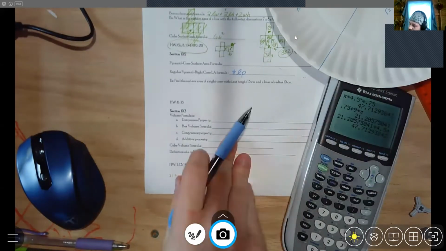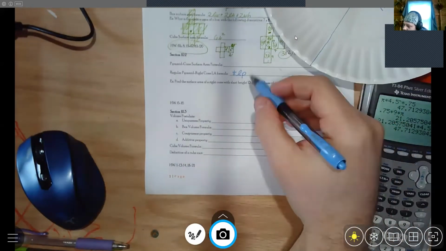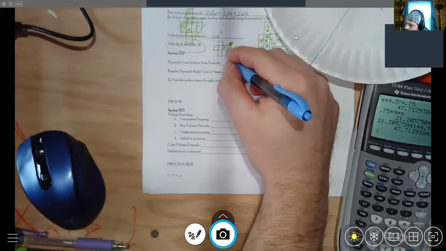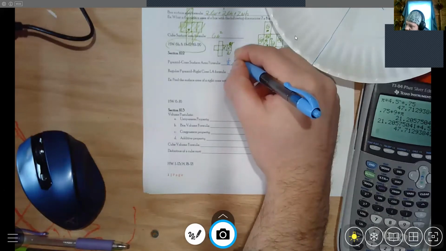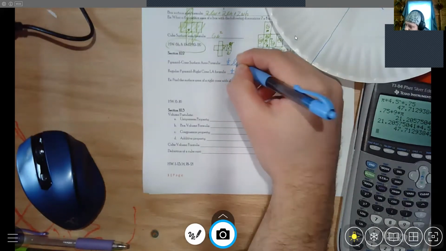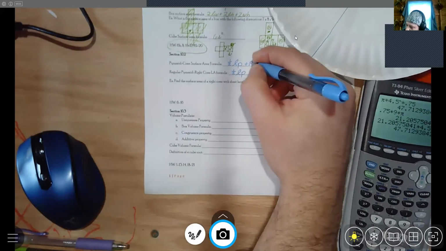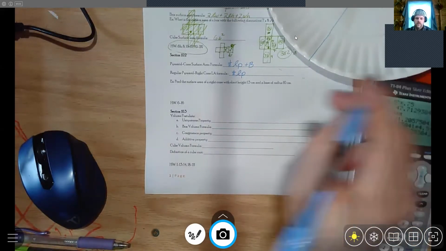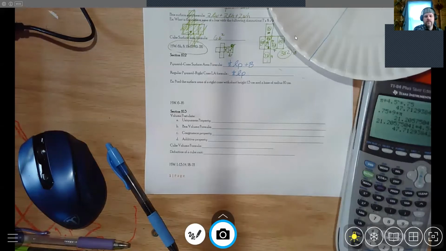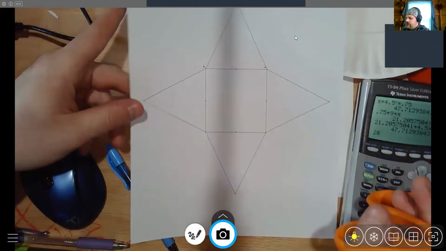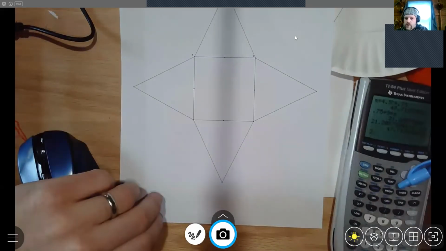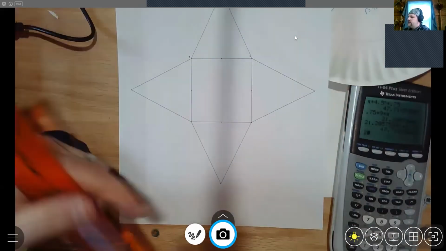Okay, now to find the surface area, the formula for that is 1/2 slant height perimeter of the base plus the area of the base. So let's show that before we go to our example. Let's take a look at this pyramid here. It's a net of a square pyramid.